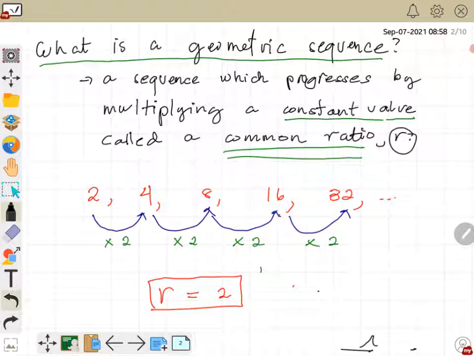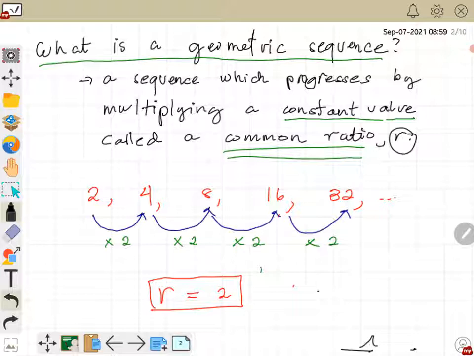So if you have a term, let's multiply it by a certain value, then we'll get another term. Then that present term will be multiplied again by the same value, and we'll get another term. So the progression of the sequence is obtained by simply multiplying by a constant value.